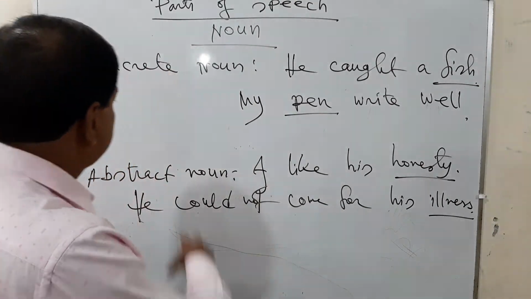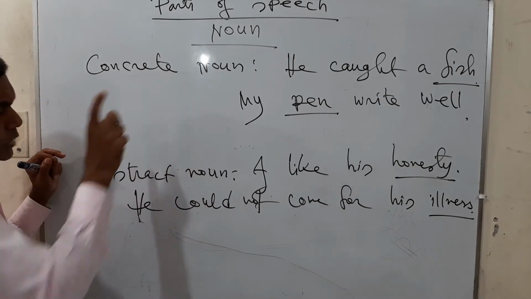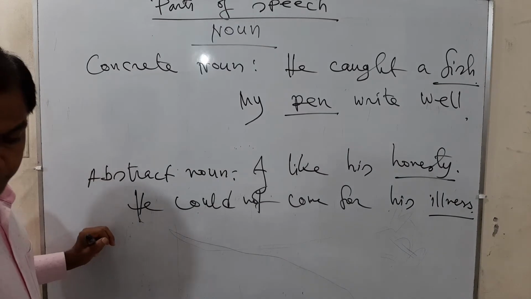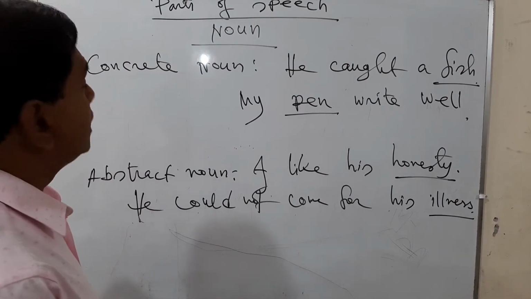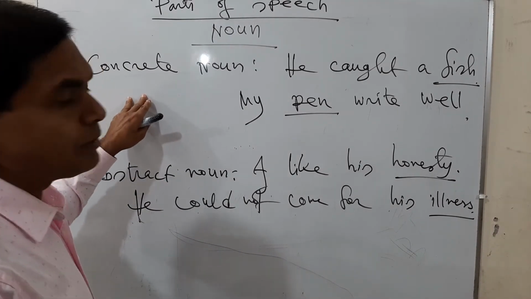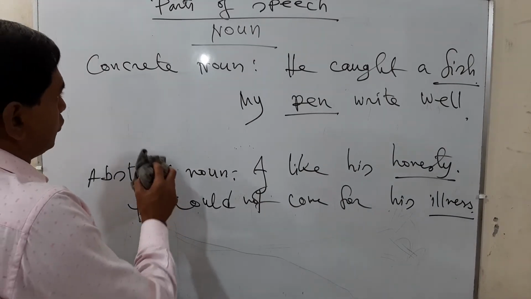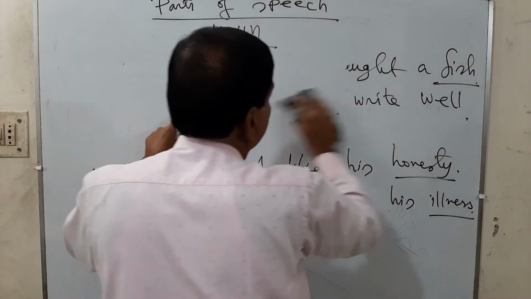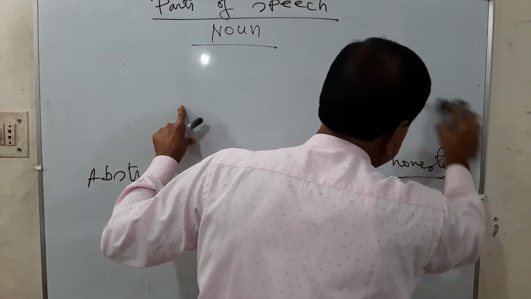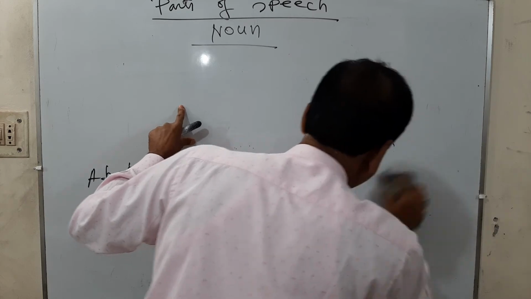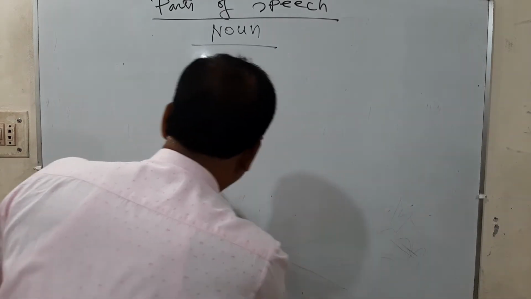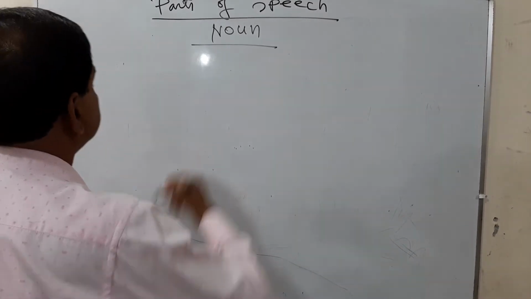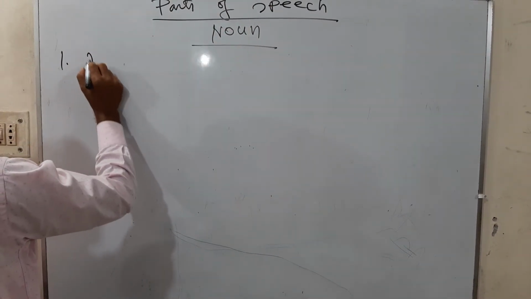So, noun is divided into mainly two classes. The first one is concrete noun and the second one is abstract noun. But now I would like to inform you that concrete noun is divided into four classes. Look at it, please. Concrete noun is divided into four classes. The first one is proper noun.